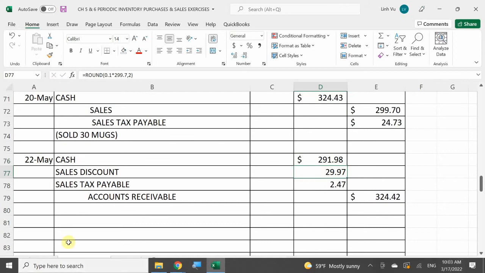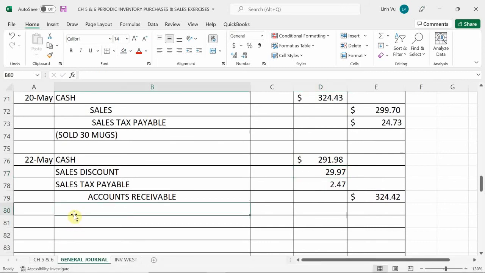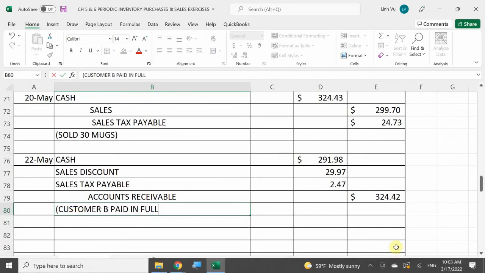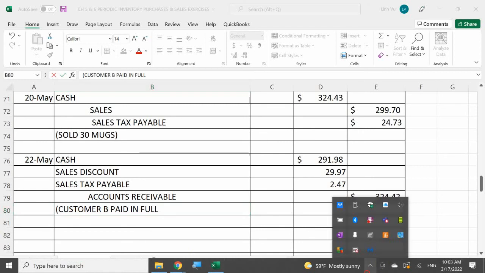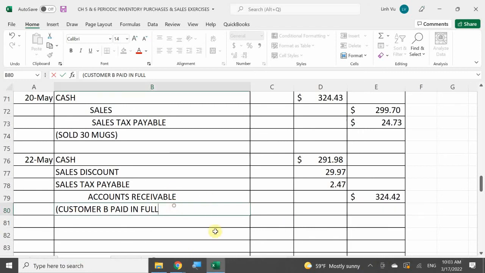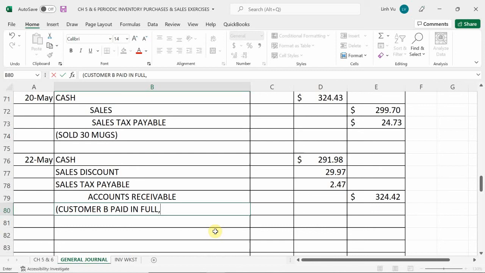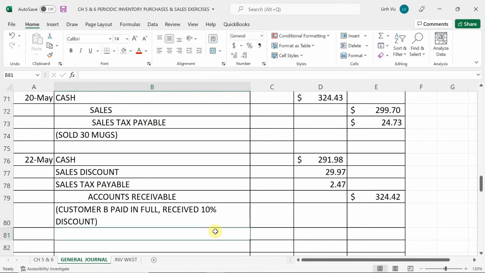$291.98. Good. All right. And the note that I want to make here is: customer B paid in full. Okay. All right. Paid in full. Received 10% discount. All right. Good.